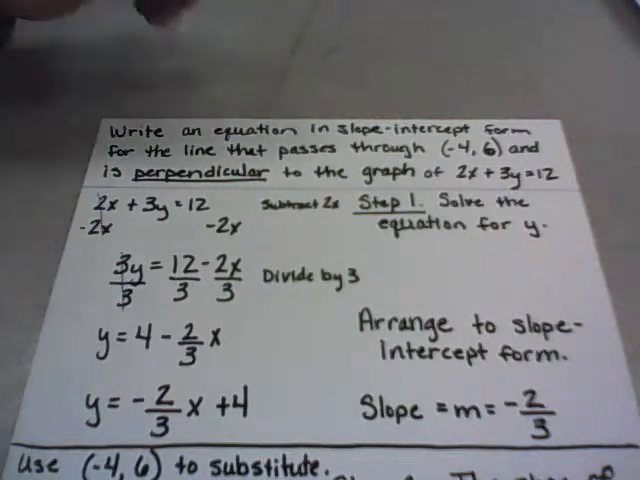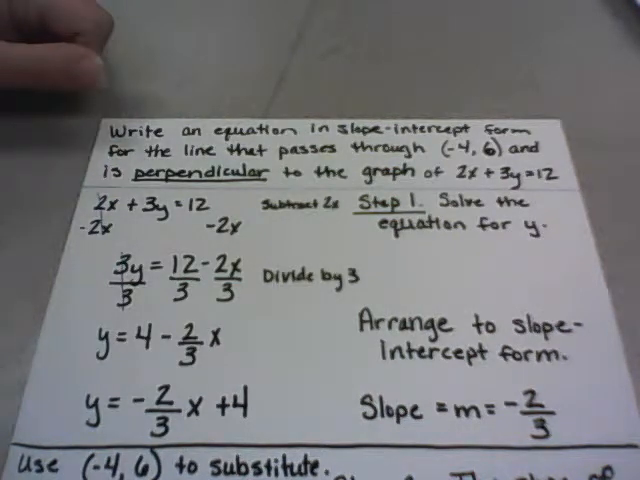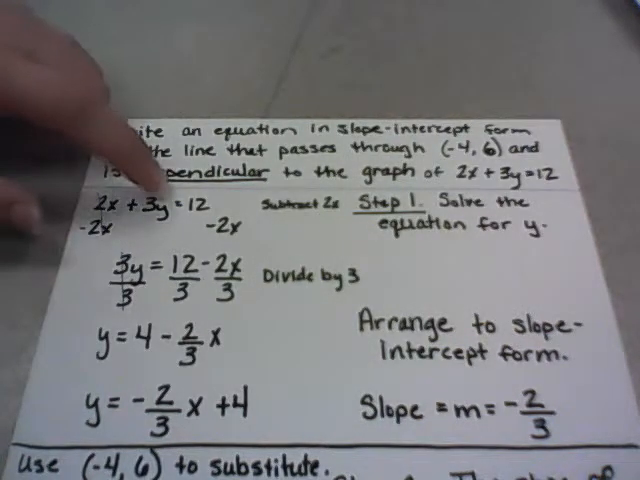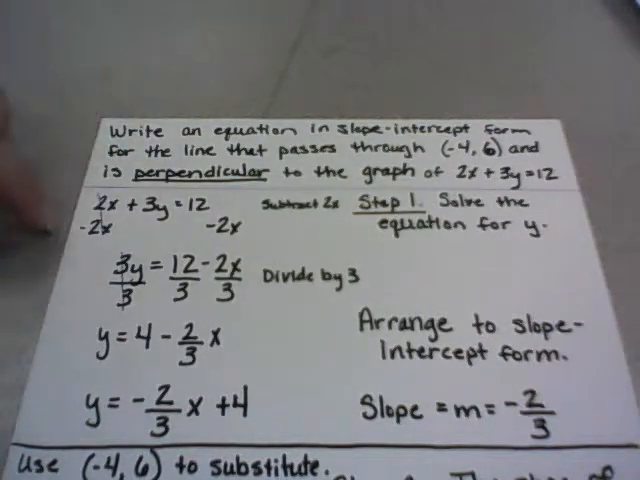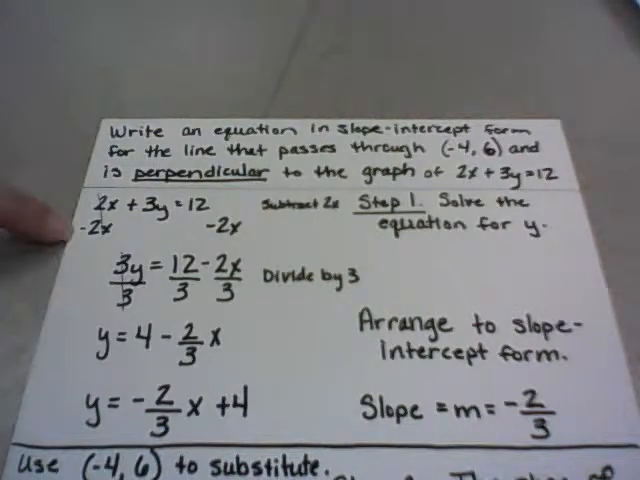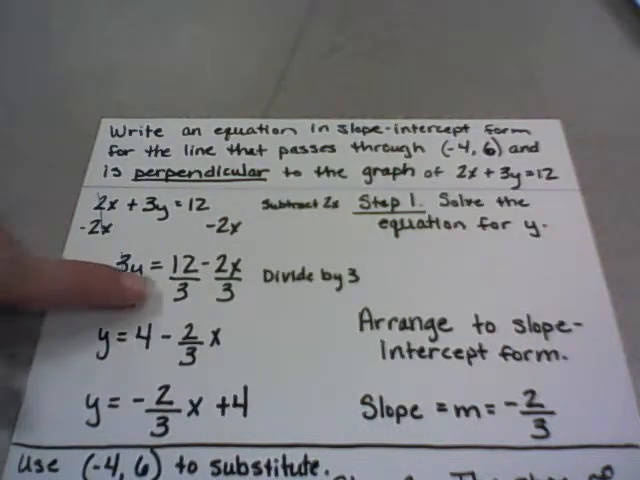In other words, I need to take my 2x + 3y = 12 and move everything but the y, just the y, to the other side of the equal sign. So I'm going to start by subtracting 2x from this side of the equal sign and moving it to the side with the 12. So I'm going to subtract 2x here, subtract 2x there. The 2x's cancel on the left side of my equal sign. So once I have done that, I have 3y = 12 - 2x.